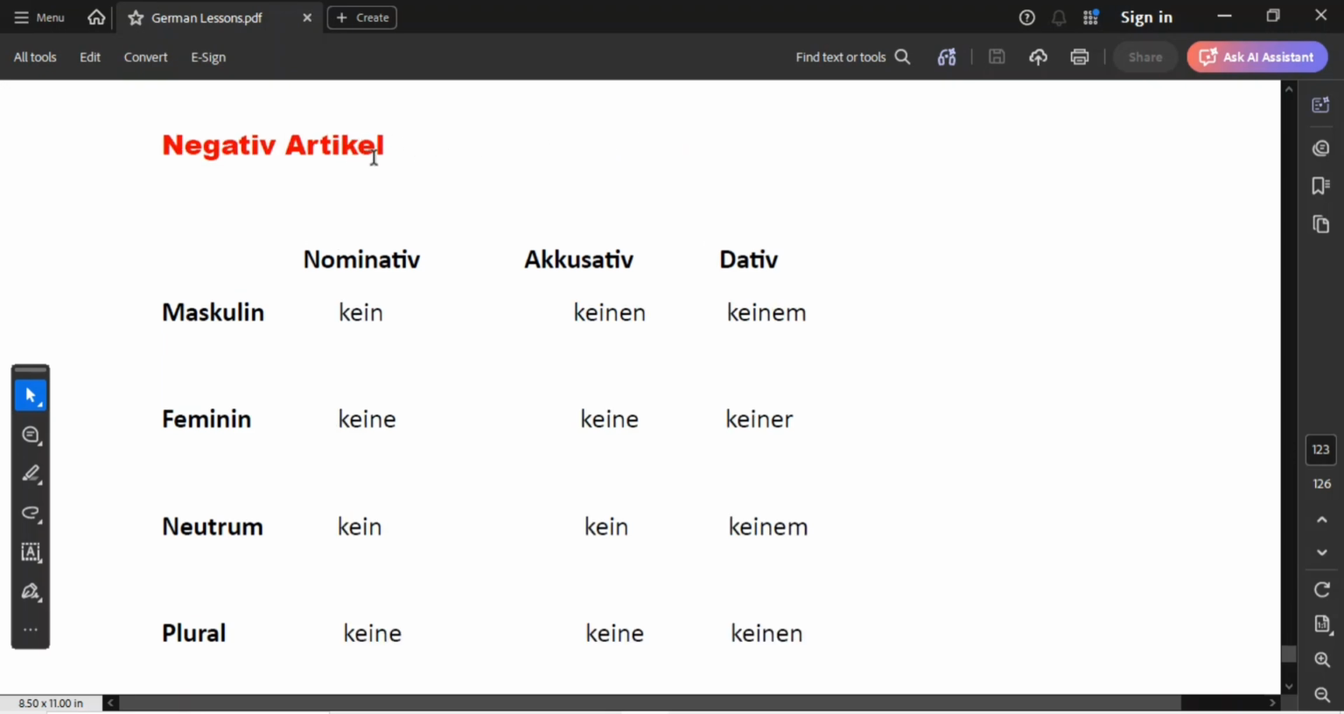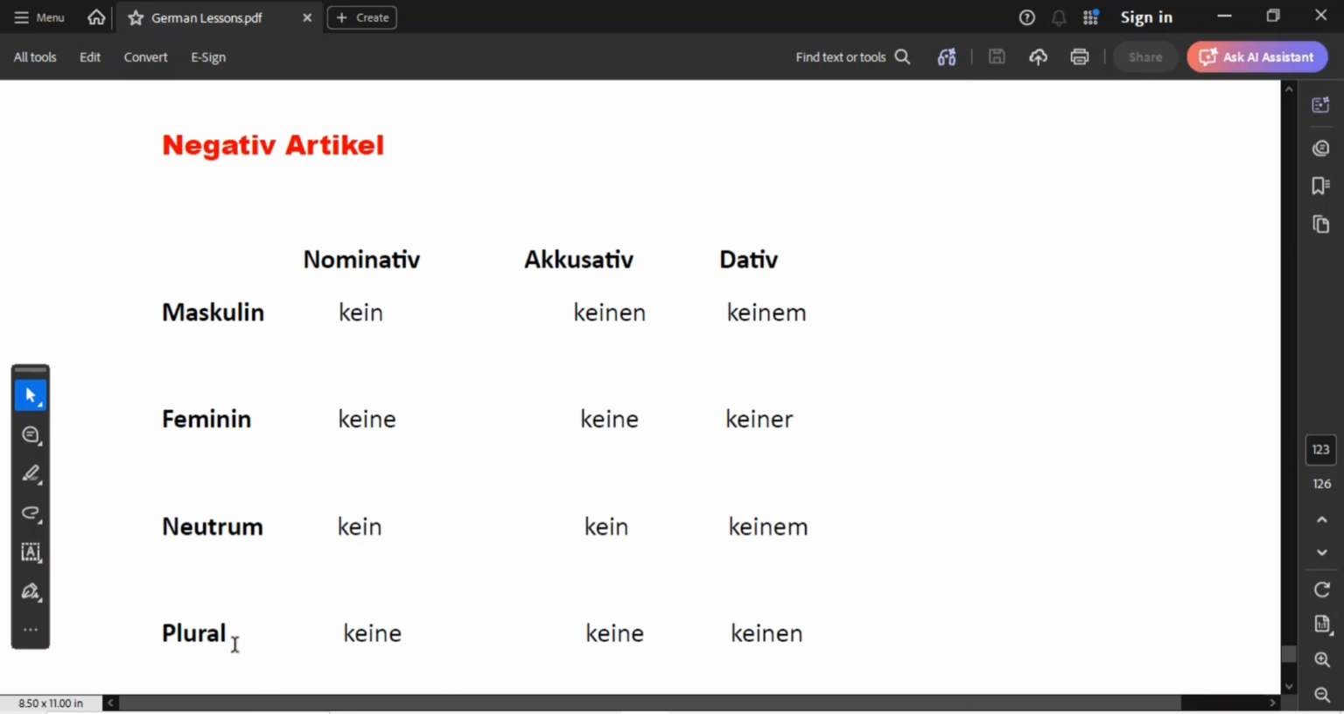Negative article, so still we have nominative, accusative and dative. In masculine, kein in nominative, then kein becomes keinen in accusative, then keinen becomes keinem in dative. So we have keinem in dative. Then in feminine we have keine, keine and keiner. So in dative we have keiner. Then in neutrum we have kein, kein, keinem. So in dative we have keinem.